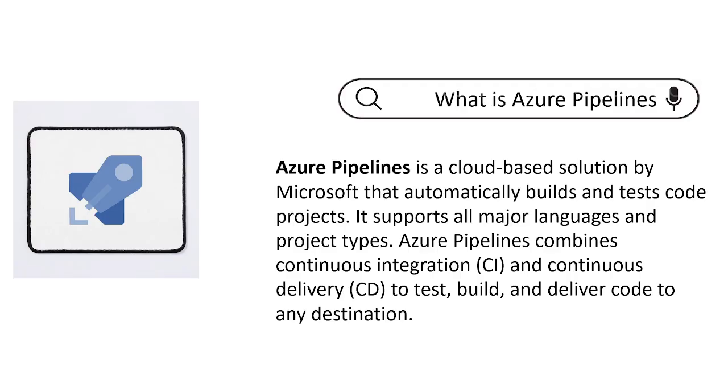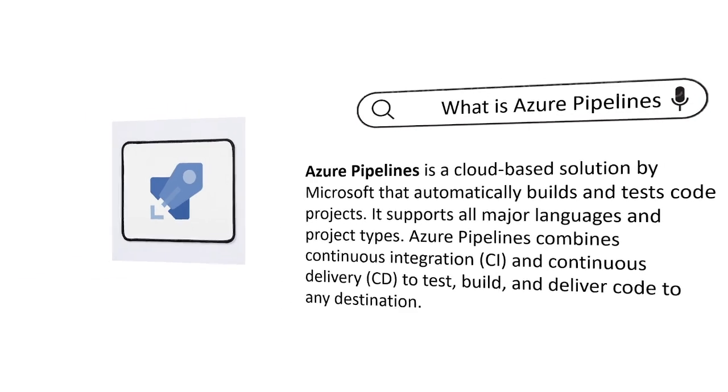So we can focus both on building and testing the code as well as deploying the software to the required environment so that the customers can utilize it. It differs, right? We have different environments like dev, test, pre-prod, prod, and so on. It might be any target. So Azure Pipelines combines both the CI and CD capabilities, which helps us to build, test, and deliver the code to any destination.